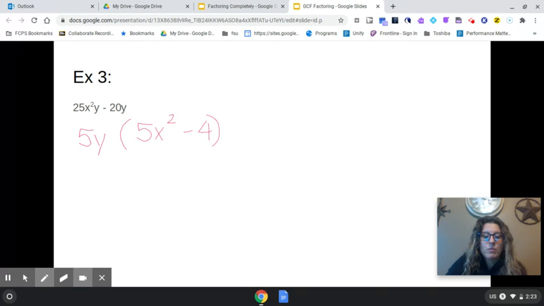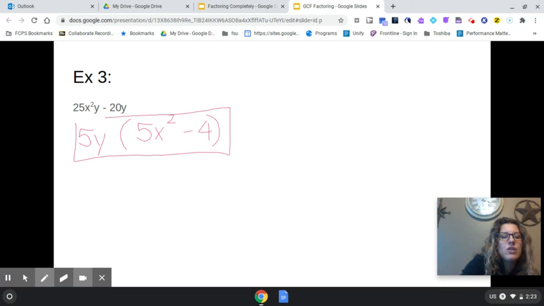Again, use distributive property to double check. 5y times 5x squared, does that give me 25x squared y? Yes, it does. And 5y times negative 4, that does give us negative 20y. So we are correct, and that is my factored form, factoring out that GCF of 5y.